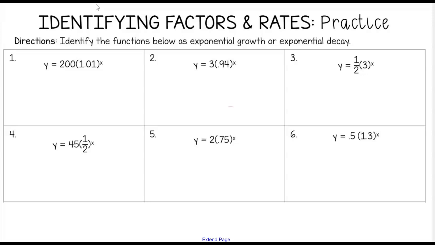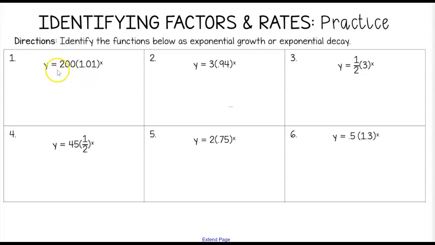This is a continuation on a lesson for growth and decay. So let's take a look at some examples. Here, for problems 1 through 6, all we need to do is figure out if it is growth or decay. All you have to do is look at the second number here. This is the growth factor. If that number is 1 or higher, then it's growth. If that number is between 0 and 1, then it's decay. So that's what we're going to look at here.